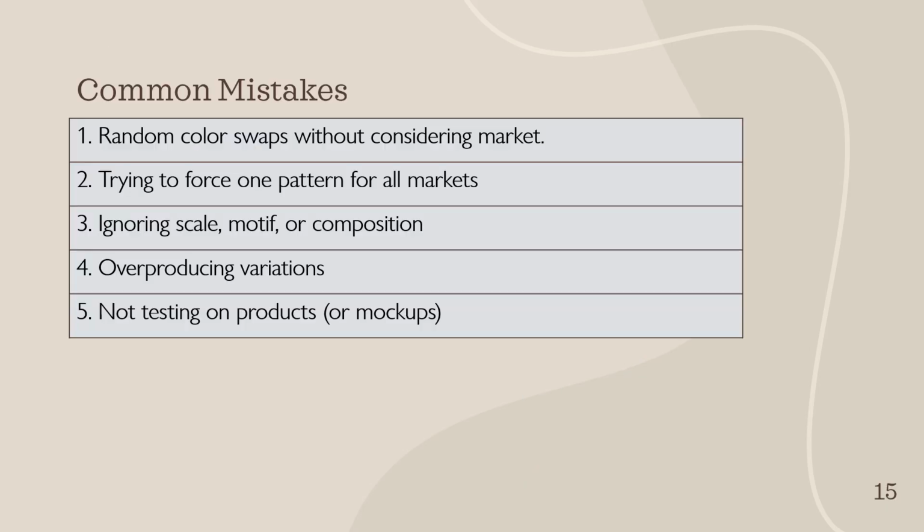Mistakes to avoid. Random color swaps without considering the market are a real no-no. Trying to force one pattern for all markets just doesn't work. Ignoring scale, motif, and composition. Not being reasonable. Overproducing variations. Not testing on products. Strategic judgment beats pushing unrealistic recoloring.